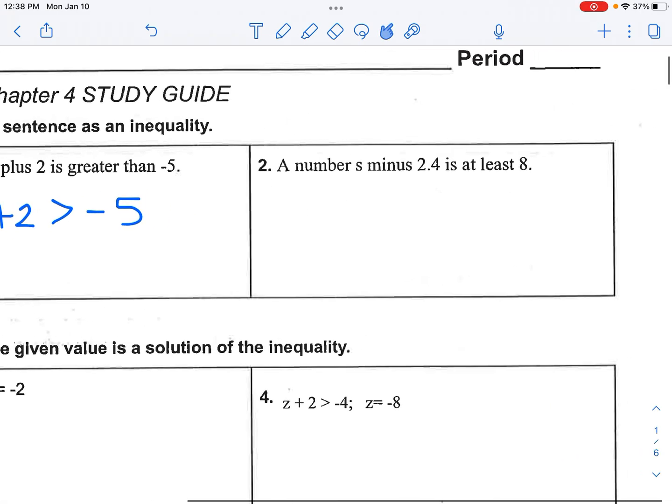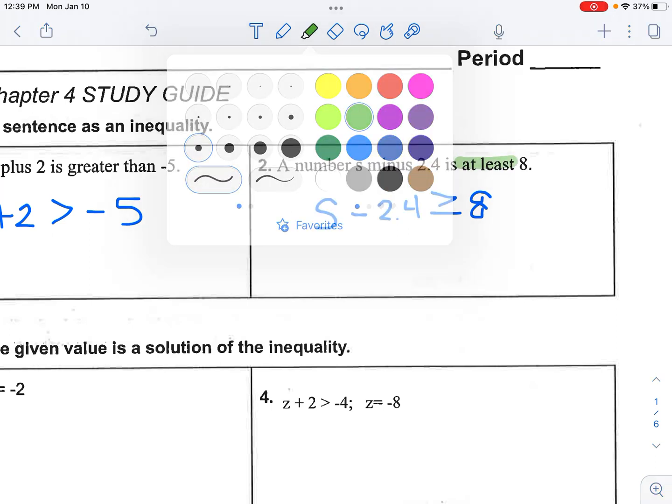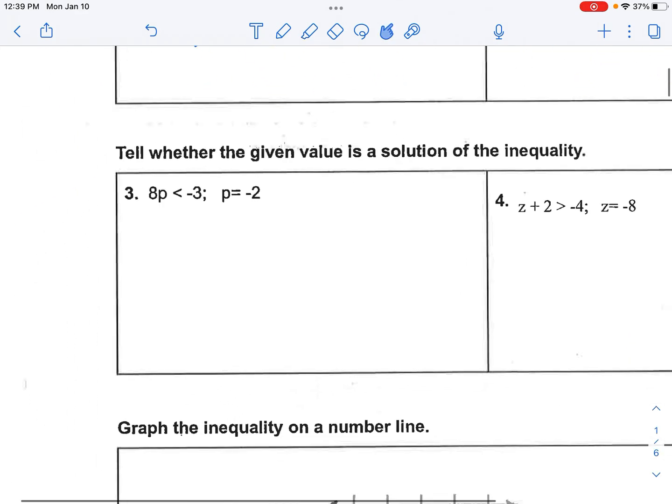Number 2, a number s minus 2 4/10 is at least 8. Remember those key words, at least, always means greater than or equal to. So the number could be 8 or the number could be greater than 8.